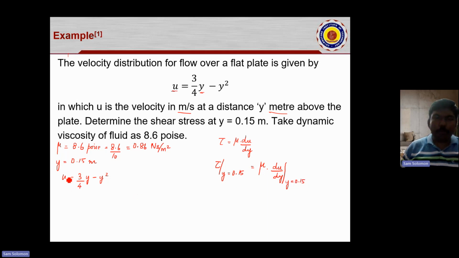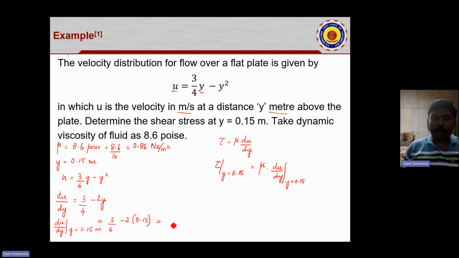So I have the value u. So now I'm supposed to differentiate this u with reference to y. So du by dy. So if I differentiate 3 by 4y, I'm going to get 3 by 4. And y squared, while differentiating, I'm going to get 2y. And now all I have to do is for this du by dy, I'm supposed to substitute the value of y equal to 0.15 meters. So that is 3 by 4 minus 2 times 0.15.